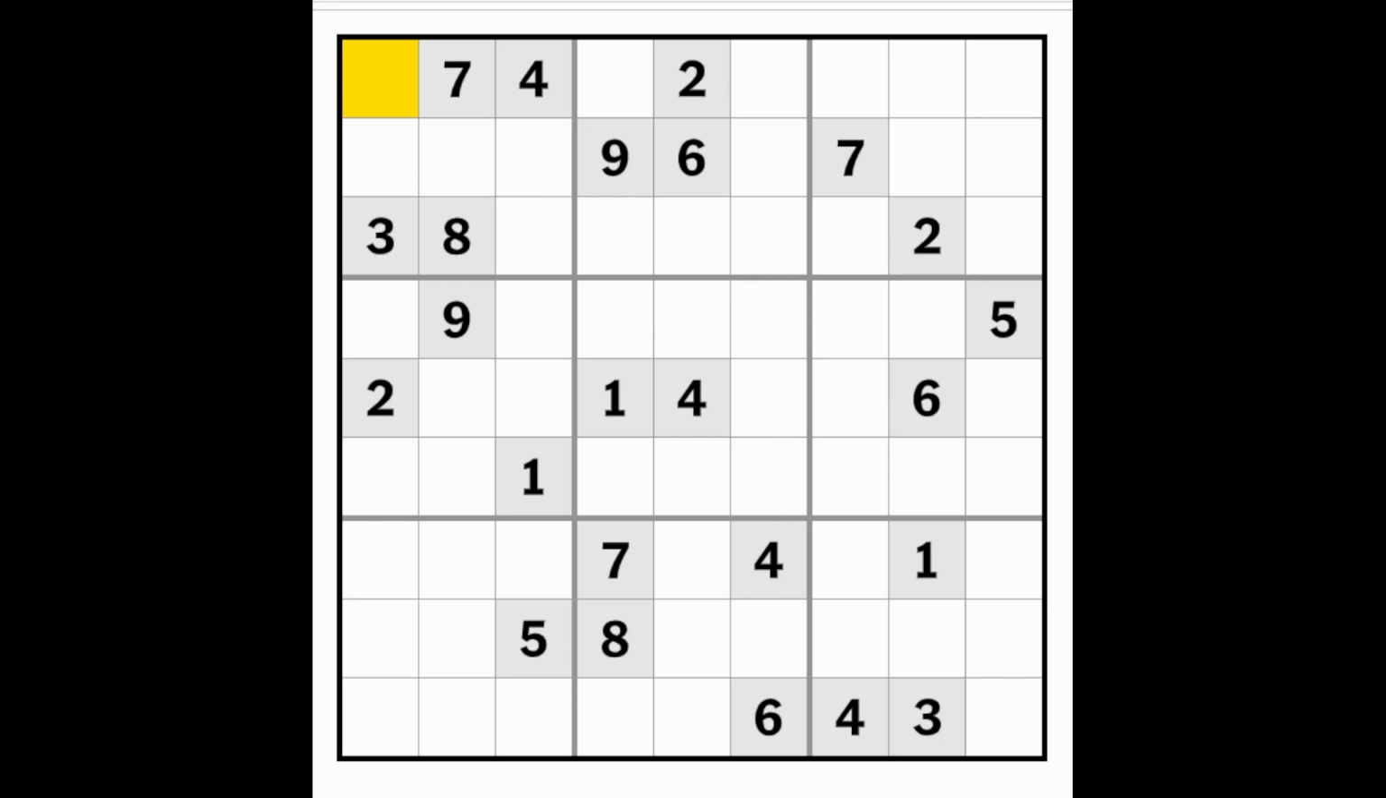2023. Let's see. The first thing I spot are these 9 and 6. They block these two cells. Therefore, this and this cell must be a 9-6 pair. And that leaves a 1, 2, and a 5 for these three cells. There's a 1 and a 5 here, and that makes this a 2.